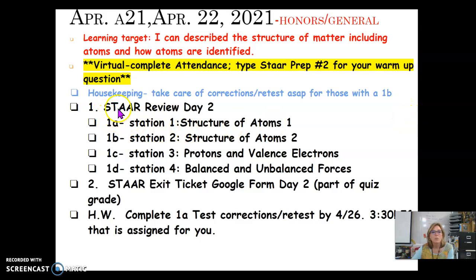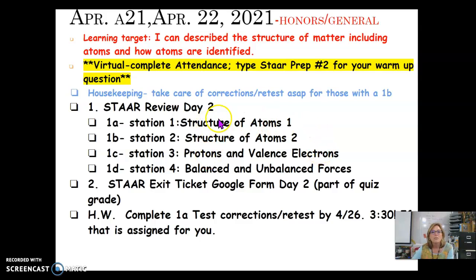Okay, so let's look at what we're going to do. STAR Review Day 2, you're going to have 4 stations, just like last time that you were in class. You should be seated in your assigned seat right now, so the sub can take attendance. And then you will move to the group that you were working with last time. And I will know if you're in different groups, so please only go to those groups whenever the substitute tells you to.